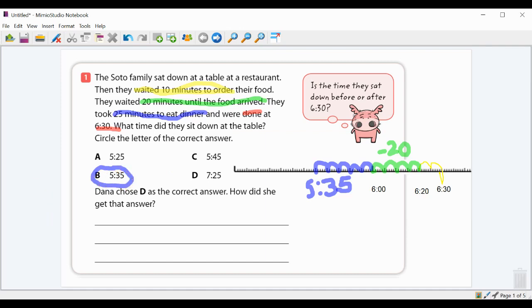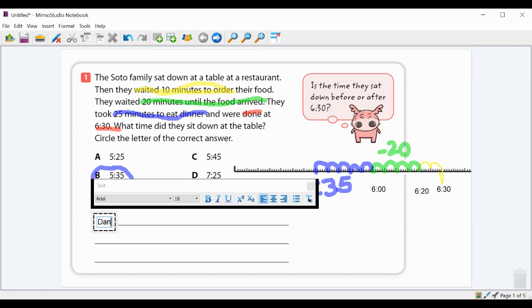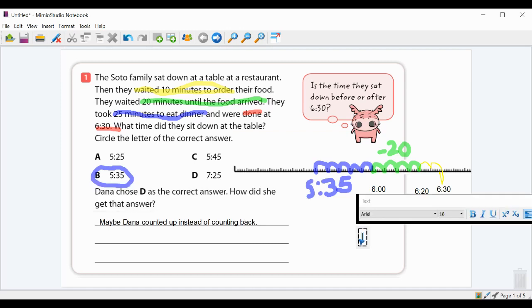Now it says Dana chose D as the correct answer. How did she get that answer? So looking at my answer choices, A, B, C, and D all have 5 o'clock as their hour, but D has 7 o'clock. So what do you think Dana might have done to get to the 7 o'clock? Well, I think maybe instead of counting backwards, maybe she counted forwards. So we're just going to write that down. Maybe Dana counted up instead of counting back. That could have been her mistake.